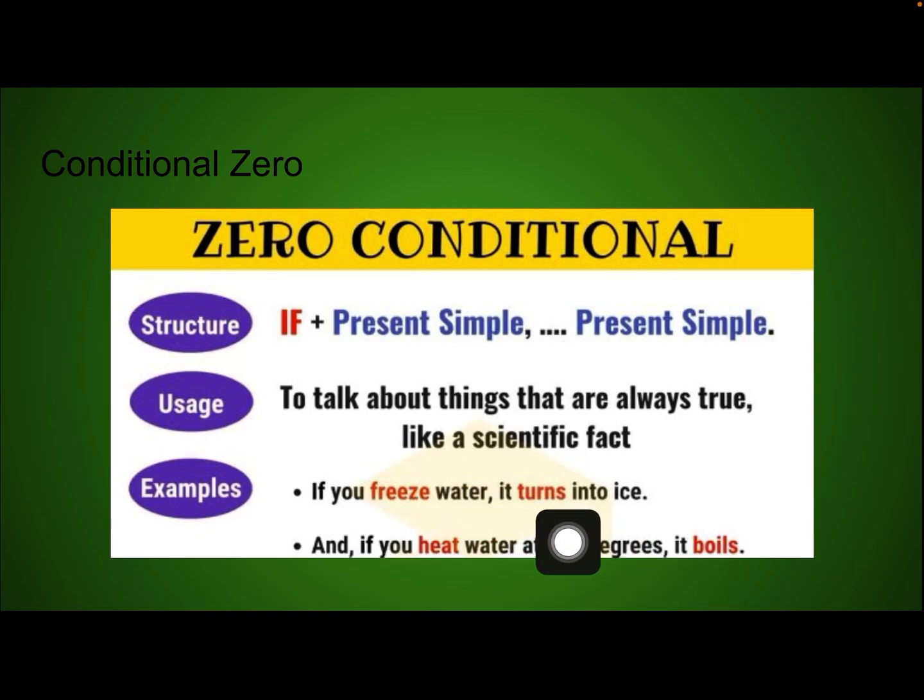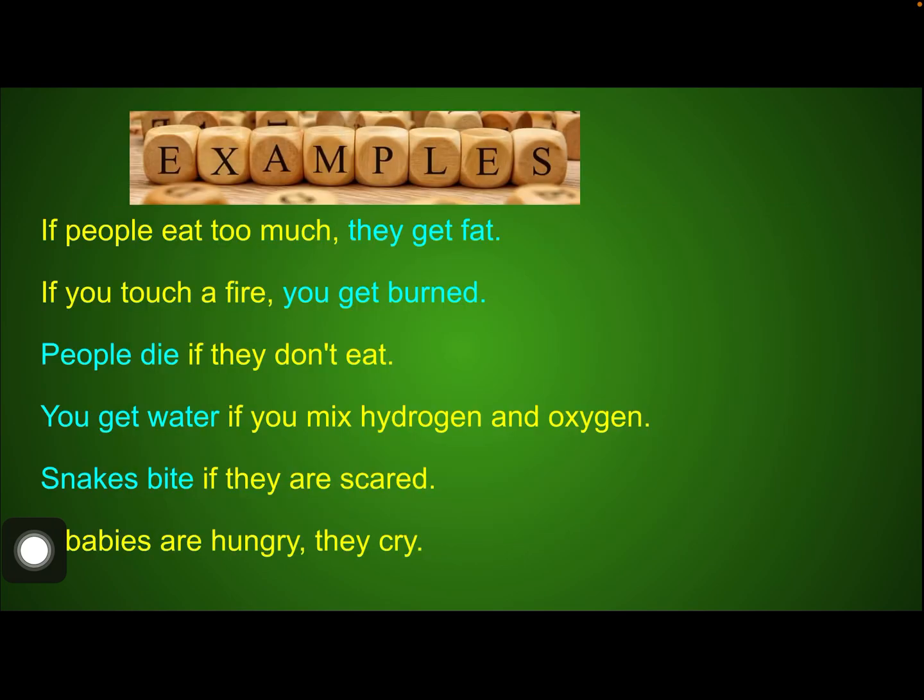Remember, present simple, present simple. But it's important to know about the conditional way here, and we are going to watch different examples of this. For example, if people eat too much, they get fat. Or if you touch a fire, you get burned. Or, with the reaction first, people die if they don't eat.